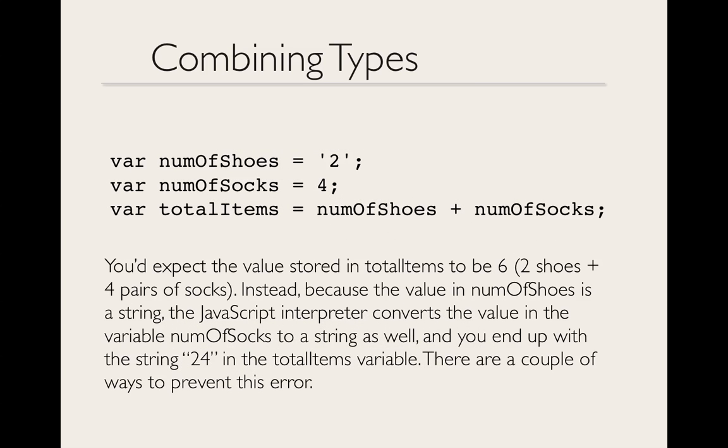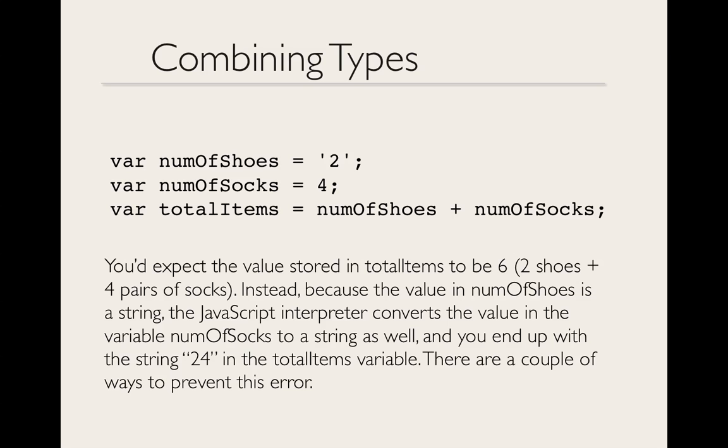So if we have a number of shoes and a number of socks in two variables, and you want to add those together, it's pretty straightforward to say the value stored in total items is going to be 6, 2 shoes plus 4 pairs of socks. Instead, because the value in number of shoes is a string, see the quotes around it? Oh my goodness, it's a string. The JavaScript interpreter will convert the value in the variable number of socks to a string as well, and you end up with the string 24, not what you're expecting.